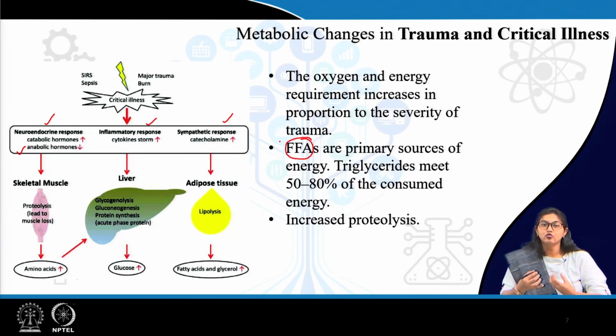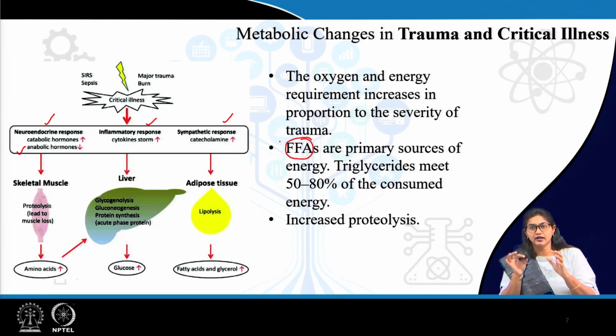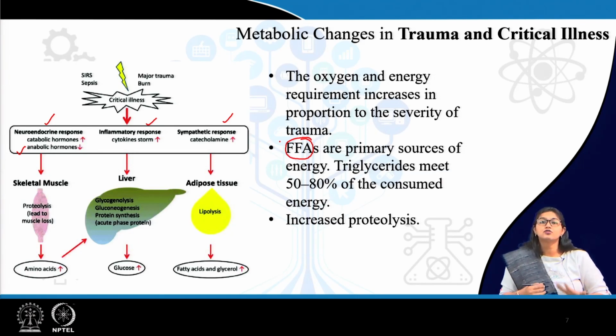Now, in trauma, the major source of energy is basically free fatty acid, because for carbohydrate or glucose, there is an environment which is mimicking insulin resistance. Now, those free fatty acids are mostly coming from triglycerides. Along with that, energy is obtained from proteolysis as well.